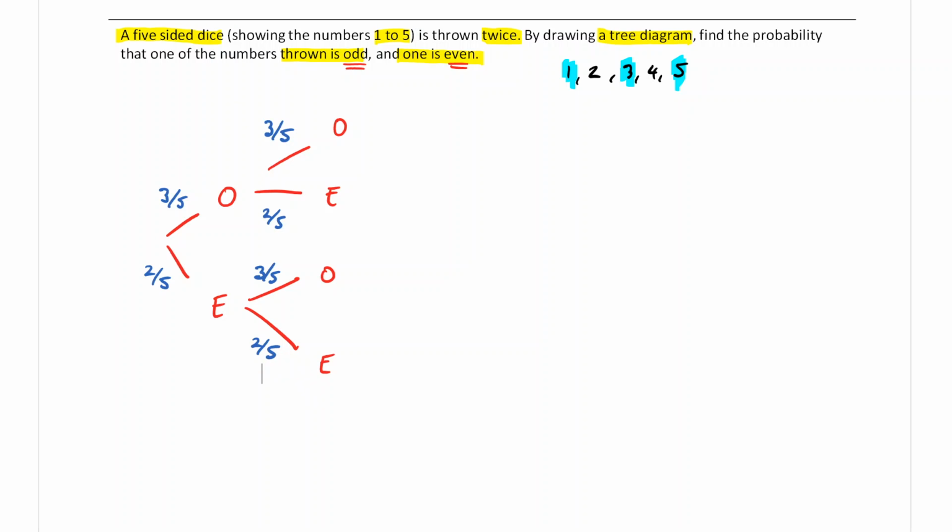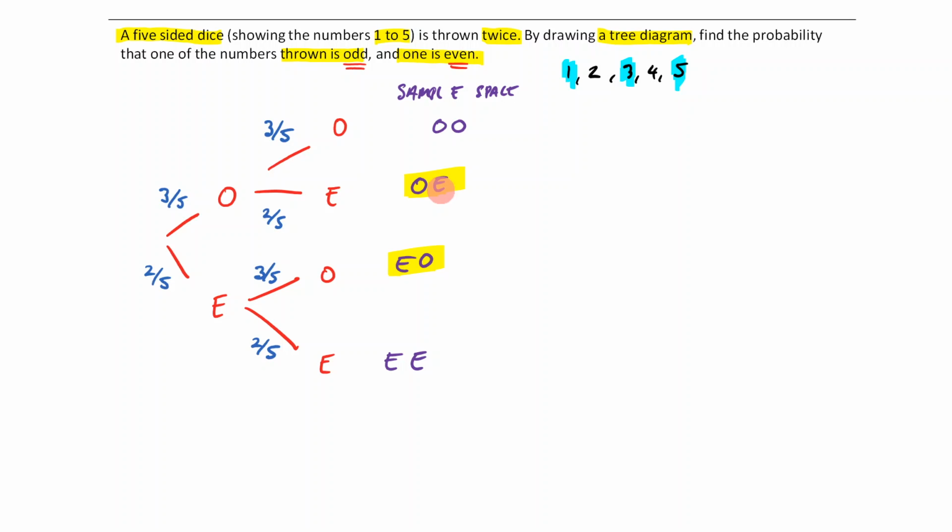Perfect. Once we've done that, what I'm now going to do is list out what my sample space is. Sample space. So I can either get an odd odd, an odd even, an even odd, or an even even. Now, the question says, find the probability that one of the numbers is odd and one of them is even. So that means one is odd and one is even. I could either get an odd then an even or an even then an odd.